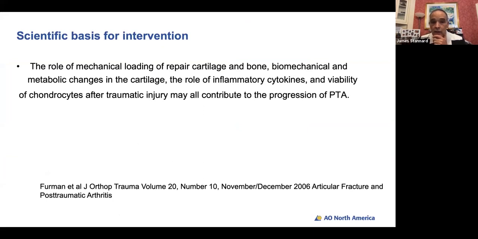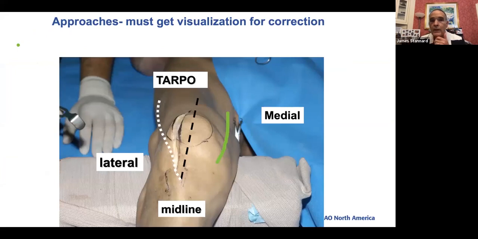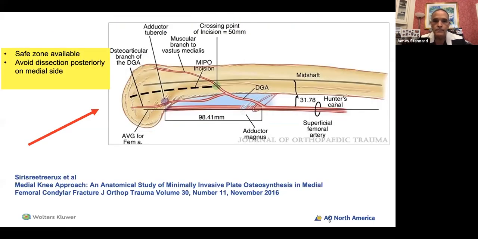And he noted a case, a study by Furman et al. in Journal of Orthopedic Trauma that kind of backed that up. Next, he talked about approaches that you have to be able to visualize in order to do this. He talked about lateral, he talked about midline, he talked about the tarpo a lot as a great option if you really need to see the joint, and then the medial approach.